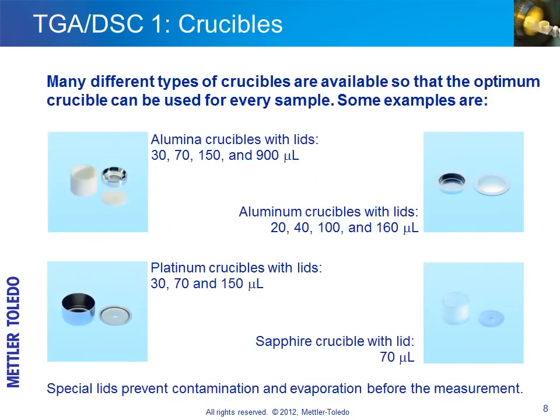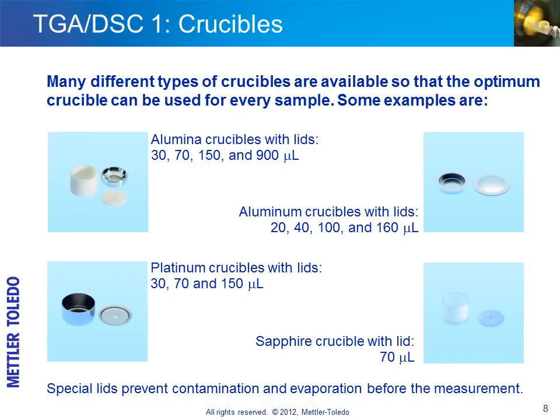The type of crucible and the material used are very important for achieving optimum results. Mettler-Toledo offers different types of crucibles for different sorts of samples and experiments. Some of the most commonly used crucibles are displayed in the slide. The standard TGA alumina crucibles are available in different sizes. These are the most frequently used crucibles and can be reused after cleaning.